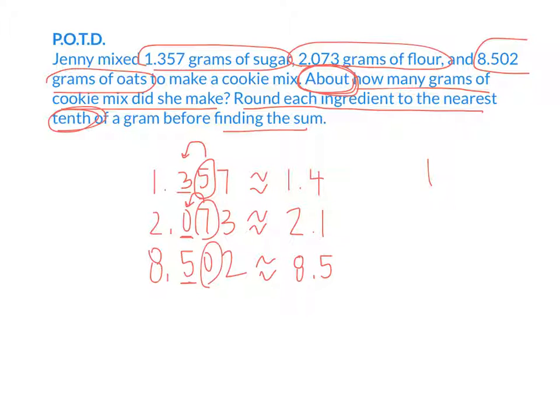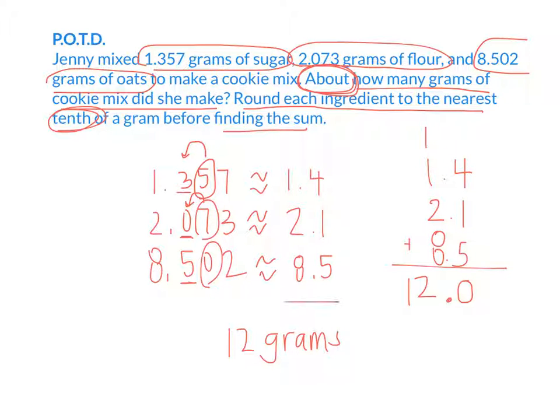Find the sum. I need to add my rounded numbers, 1.4, 2.1, and 8.5. Okay, I'm ready to add if I have all the decimal points lined up, which I do. So how many tenths do I have altogether? 10, so I can write down 0 of them because I'm going to regroup all 10 to become 1. How many ones do I have altogether? 12. So about how many grams of cookie mix did Jenny make? About 12 grams. Okay, very good.